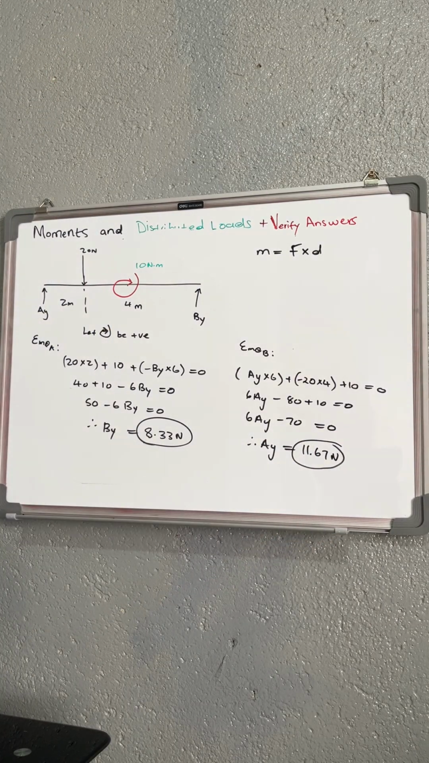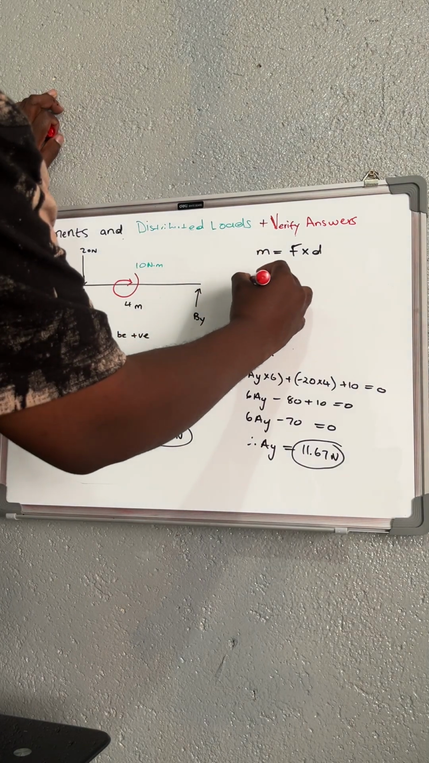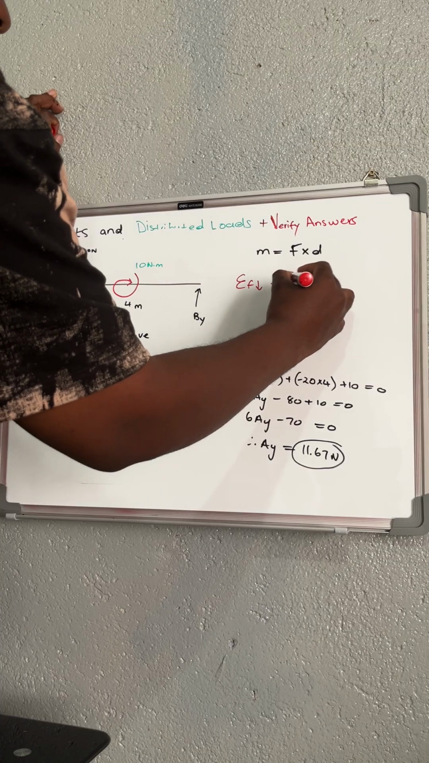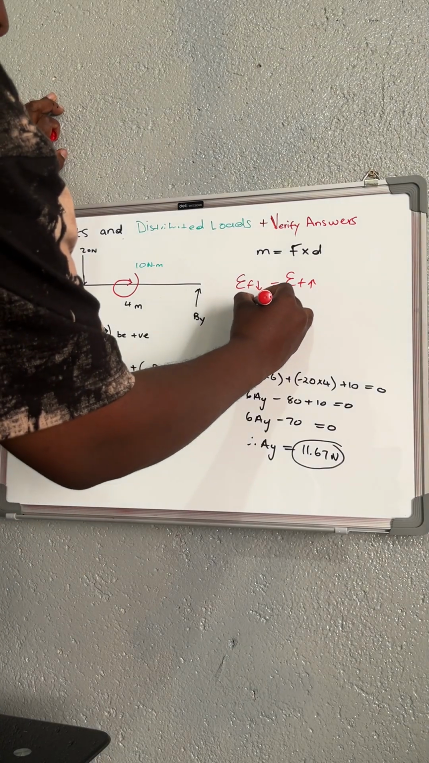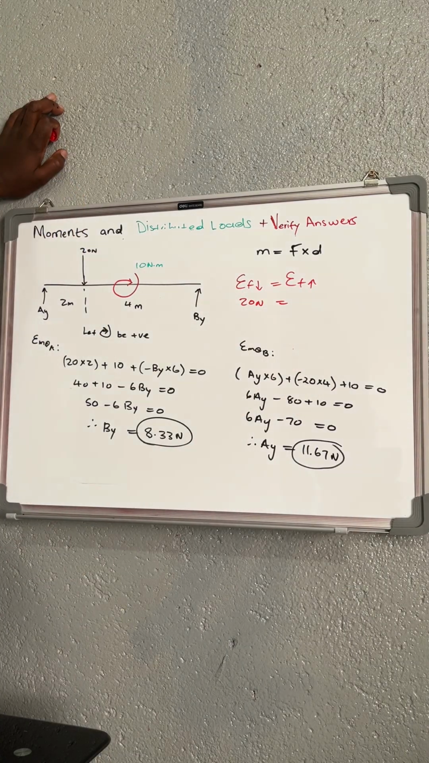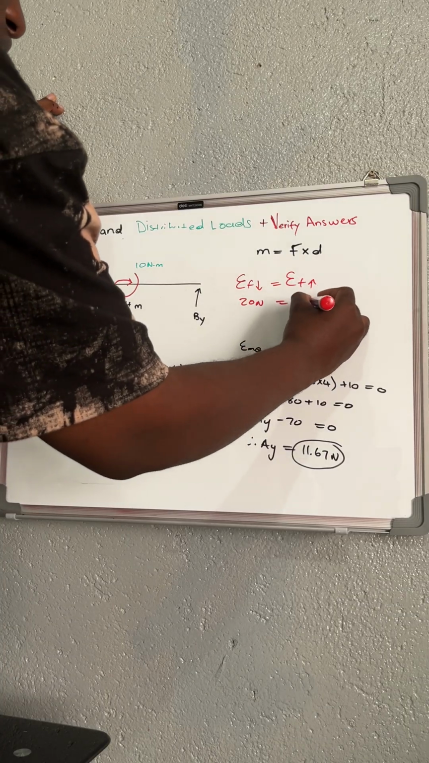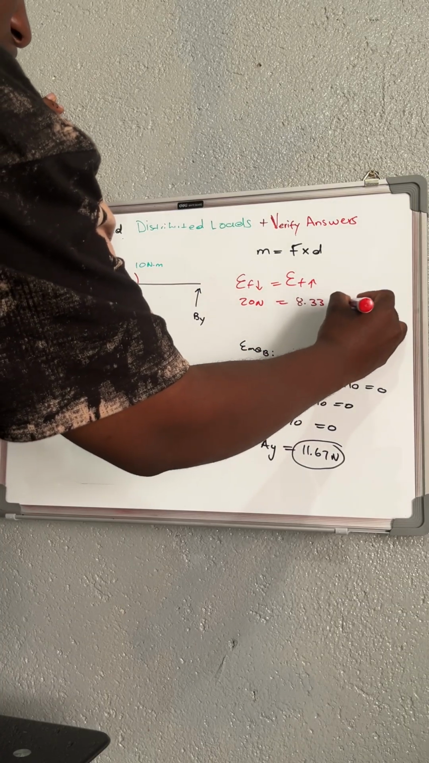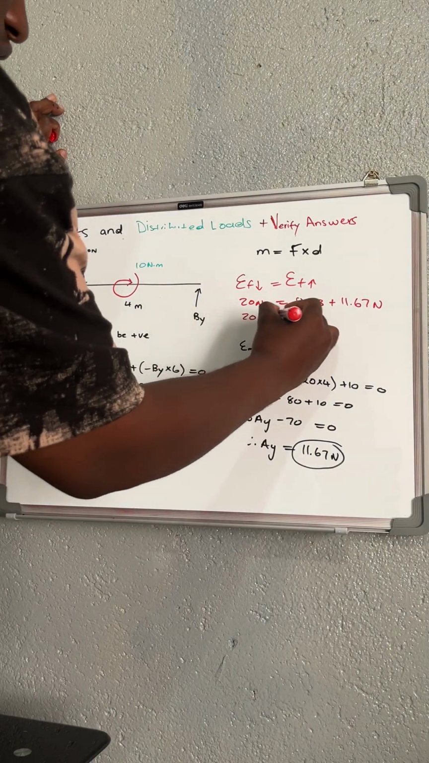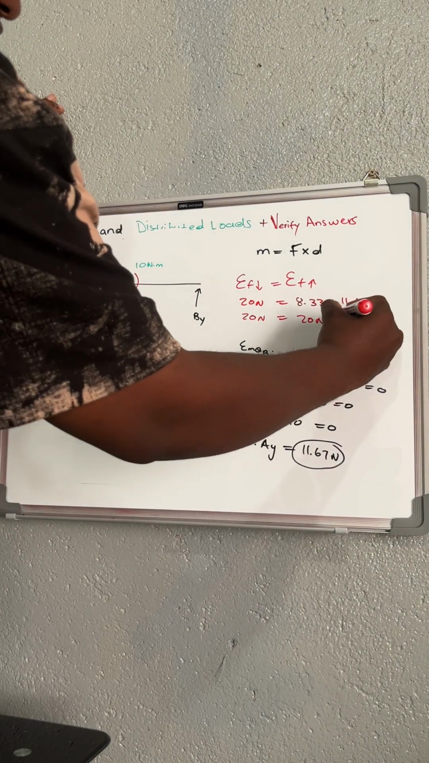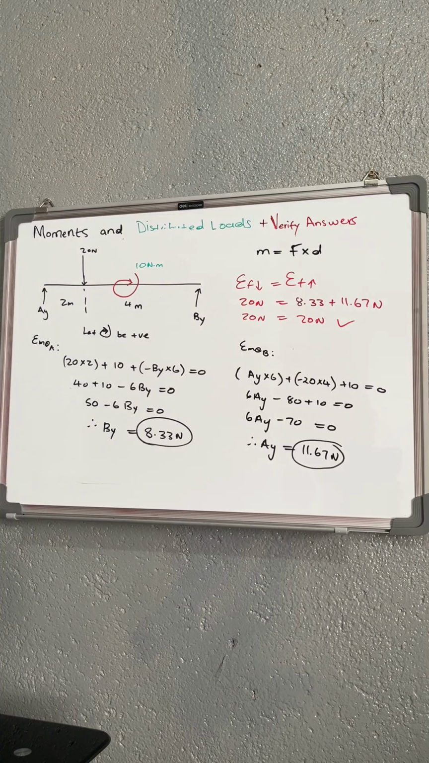And now you can say, okay, if I'm going to do my confirmation, the sum of my forces that are going down must equal the sum of my forces that are going up. The ones going down, you only have your 20 Newton. The ones going up, it's your 8.33 plus your 11.67 Newton. Then your 20 Newton equals your 20 Newton. That means this thing is balanced.